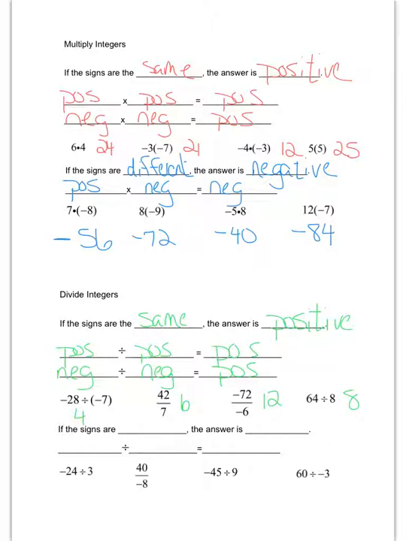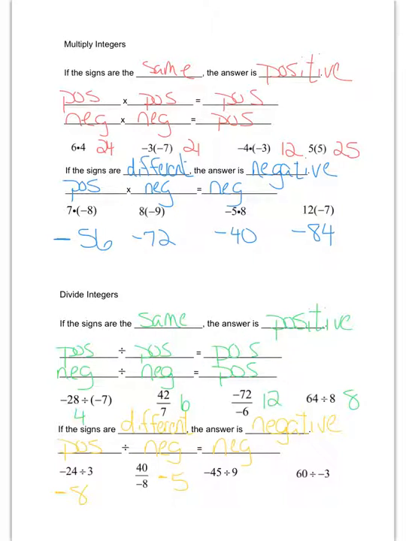Now, same thing if the signs are different. If the signs are different when you're dividing, the answer is, I wrote the wrong thing, didn't I? If the signs are different, the answer is negative. So a positive divided by a negative or a negative divided by a positive will always be a negative answer. Negative 24 divided by 3, the signs are different. The answer is negative. 24 divided by 3 is 8. 40 divided by negative 8, the signs are different. The answer is negative. 40 divided by 8 is 5.